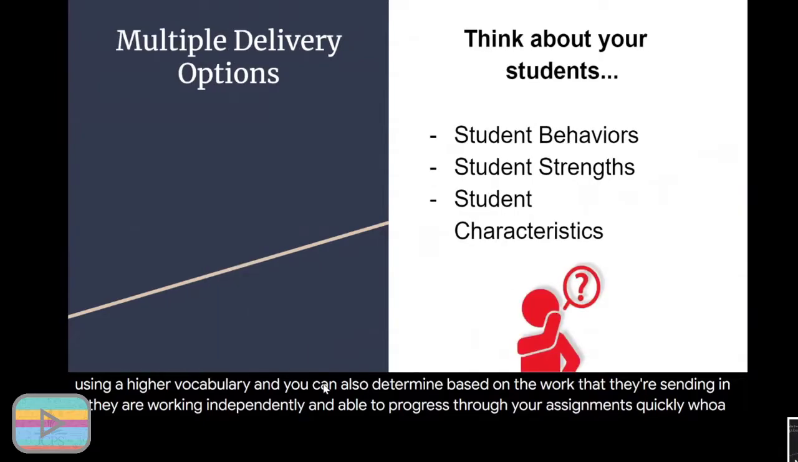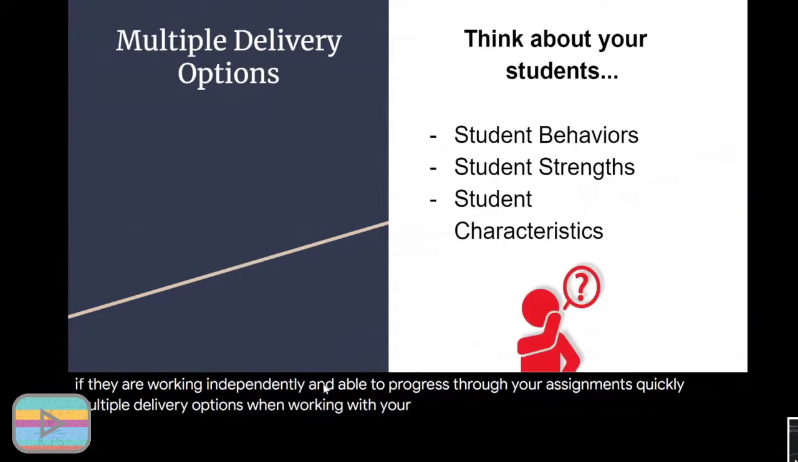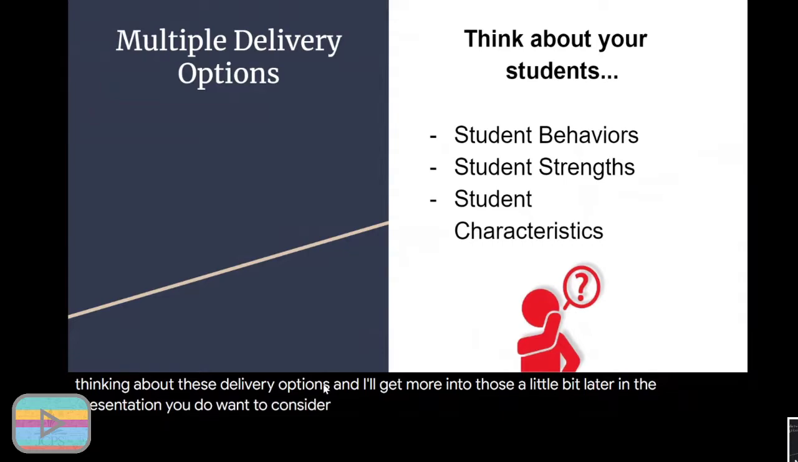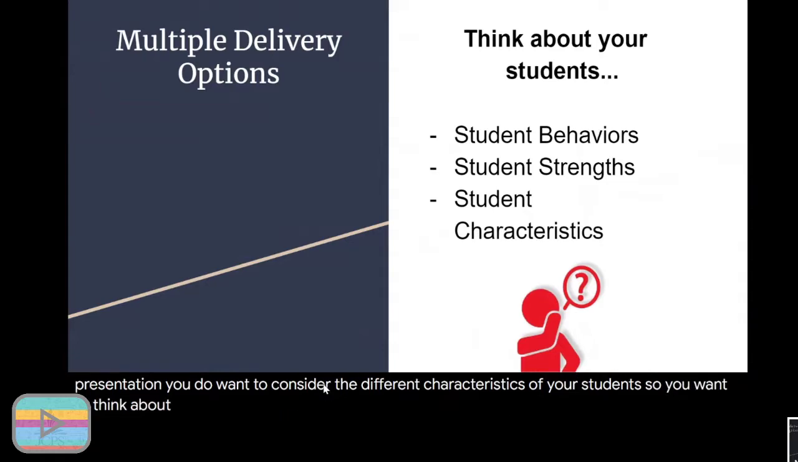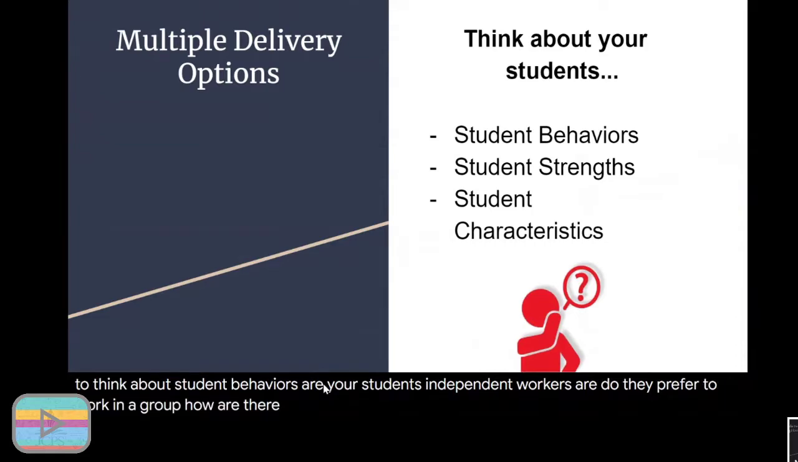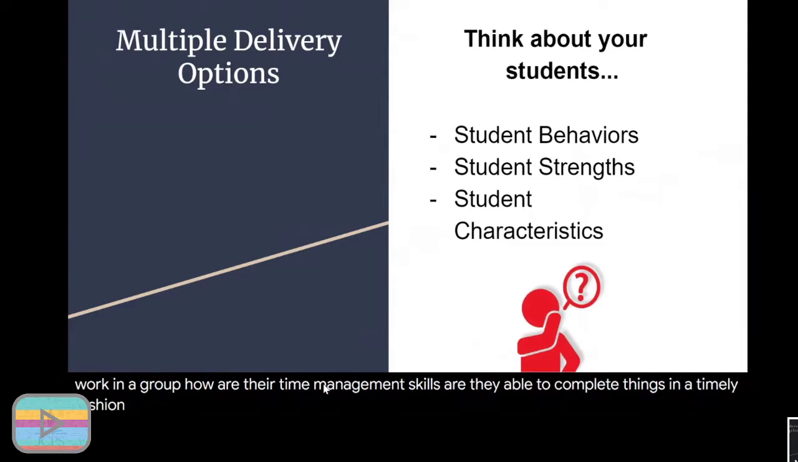There are multiple delivery options when working with your gifted and talented students. When you are thinking about these delivery options, and I'll get more into those a little bit later in the presentation, you do want to consider the different characteristics of your students. So, you want to think about student behaviors. Are your students independent workers, or do they prefer to work in a group? How are their time management skills? Are they able to complete things in a timely fashion, or does it take them a really long amount of time to complete an assignment?